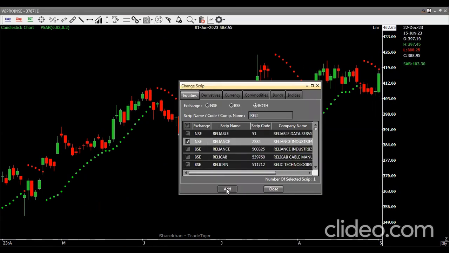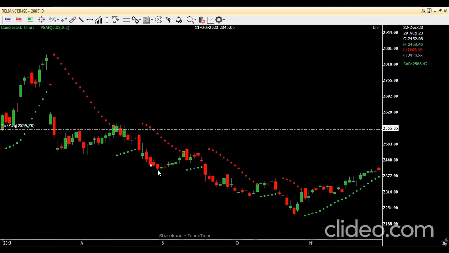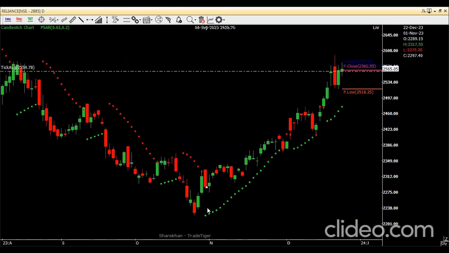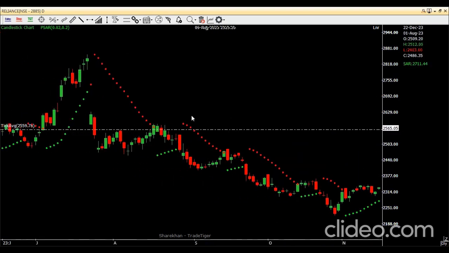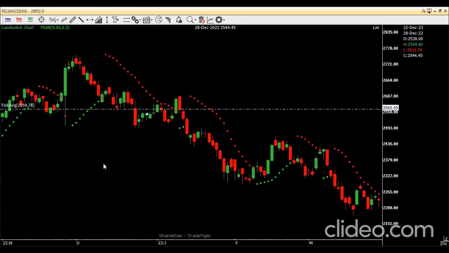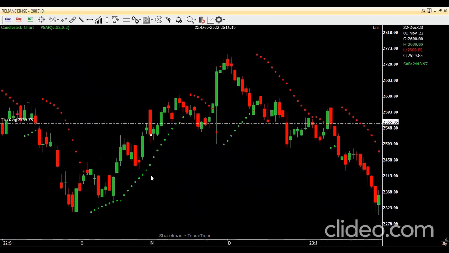Reliance Industries. See how efficiently it is working. The whole downtrend is captured. The whole uptrend is captured. You can look over here. From the first candle itself, it is showing. See, the whole uptrend is captured here. So this is a super indicator. Okay, amazing indicator. You can use parabolic SAR up to your convenience.